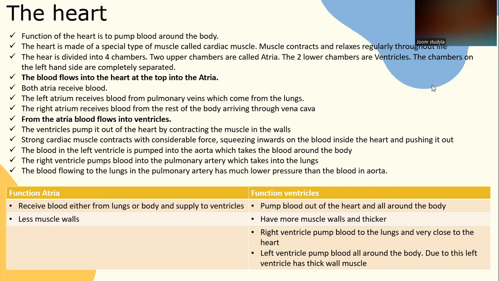The function of atria is to receive blood either from the lung or body and supply it to the ventricle, and it consists of less muscle wall. Whereas the function of ventricle, because the right ventricle pumps blood to the lungs, which are very close to the heart, the left ventricle pumps blood all around the body. Due to this, the left ventricle has thick muscle wall. Other than that, the function of ventricle is to pump blood out of the heart and all around the body. And ventricles have more muscle wall and are thicker.